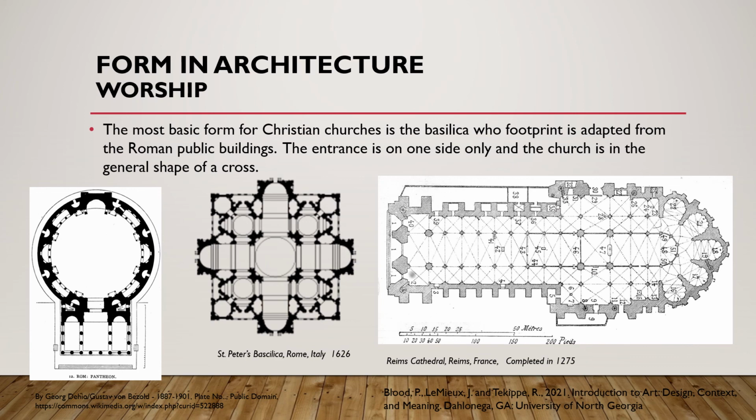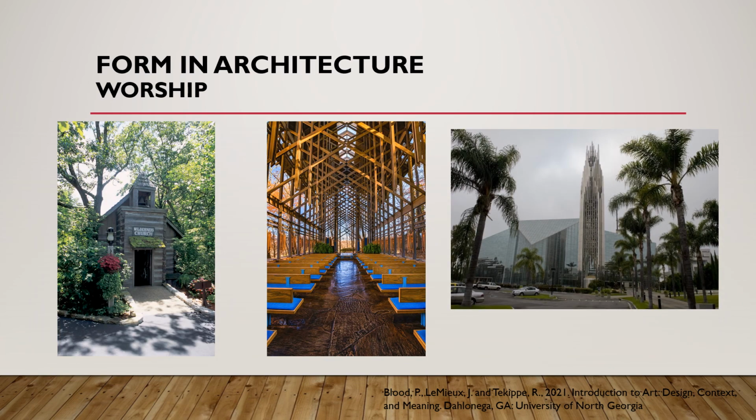The most basic form for Christian churches is actually based on a footprint adapted from Roman public buildings. As it evolved, the Christian church takes on more of a cross shape, especially the big cathedrals. Today, there are churches made from every material in every architectural style. The Wilderness Chapel in Silver Dollar City, the Thorn Crown Chapel in Eureka Springs, Arkansas, and the Crystal Cathedral in Orange County, California.